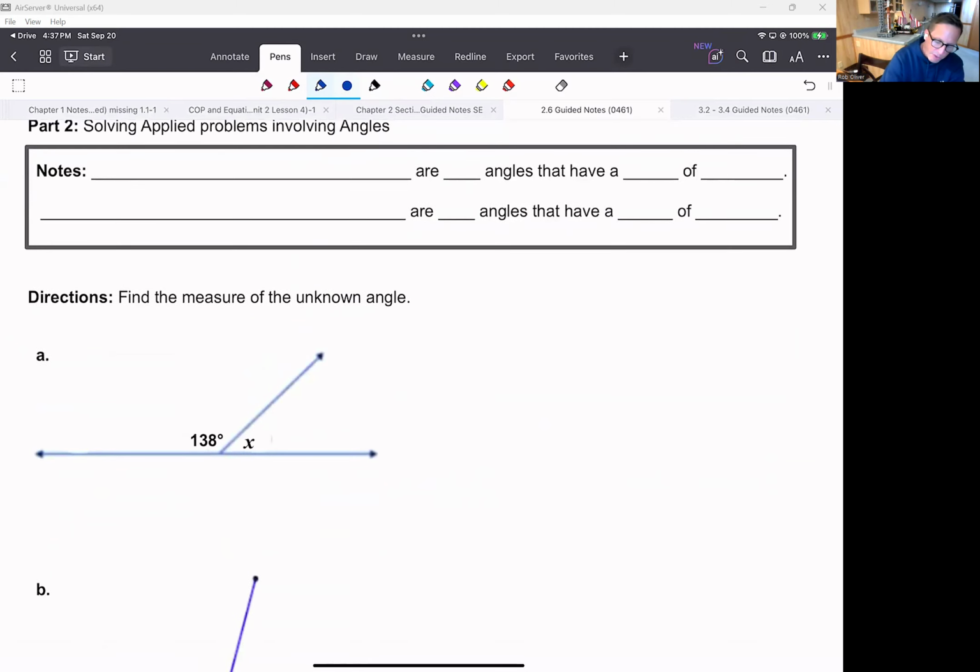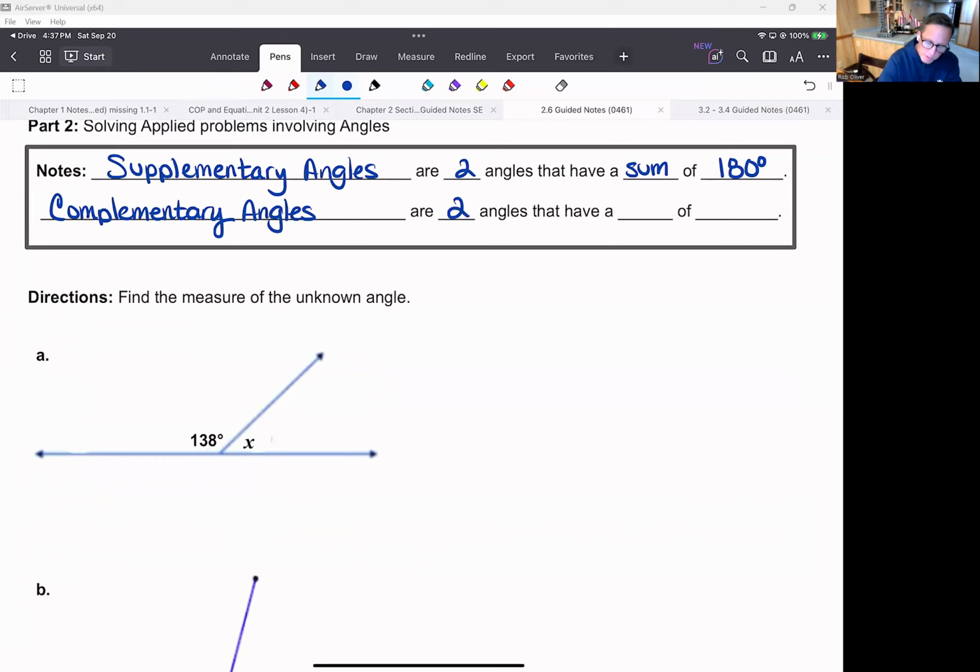All right, supplementary angles are two angles that have a sum, meaning they add up to 180 degrees. Complementary angles are two angles that have a sum of exactly 90 degrees.